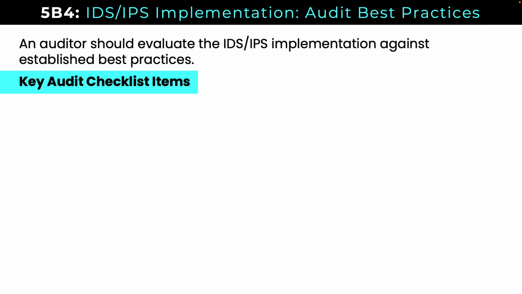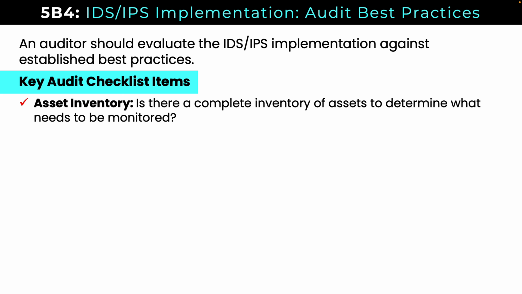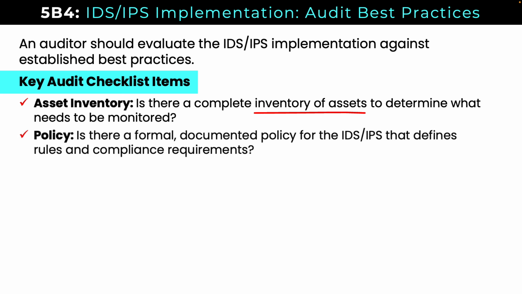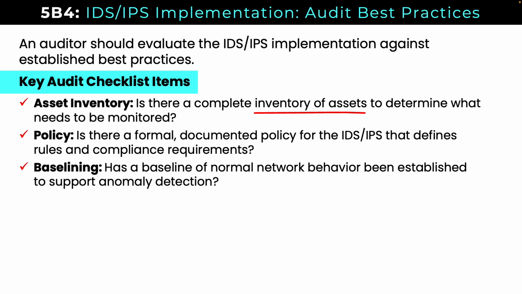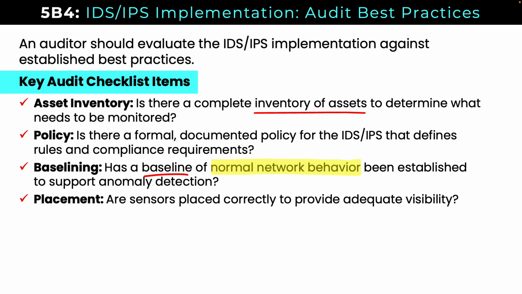So key audit checklist items would include an asset inventory. Is there a complete inventory of assets to determine what needs to be monitored? Remember, we can't protect what the organization doesn't know they have. Policy. Is there a formal documented policy for the IDS, IPS that defines the rules and the compliance requirements? Baselining. Has a baseline of normal network behavior been established to support anomaly detection in the first place? Placement. Are sensors placed correctly to provide adequate visibility? So do we have sensors at the network perimeter, in the DMZ, etc.?